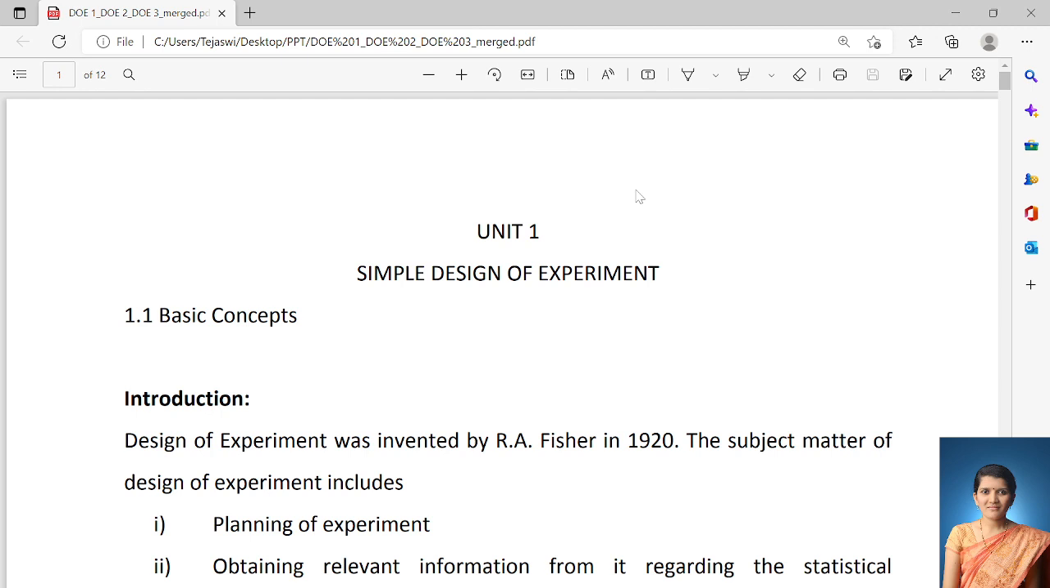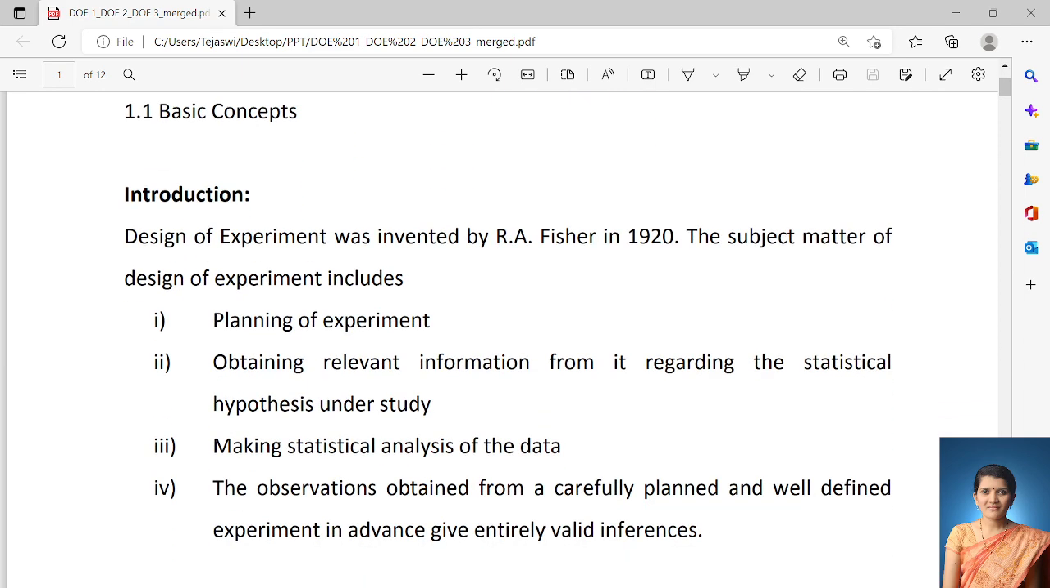Now let's start with simple designs of experiment. Which types of design we have used in practical situations or daily situations for various situations. So, starts with introduction. Designs of experiment was invented by R.A. Fisher in 1920. And in designs of experiments, there are some steps to design the experiment.